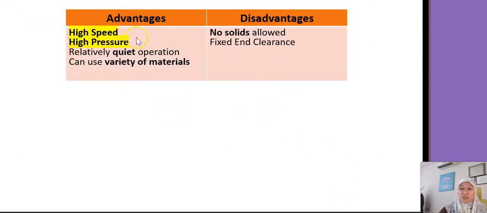Okay, what's the advantage of this external gear pump? High speed, high pressure. That one is for the external pump. And it's a relatively quiet operation.